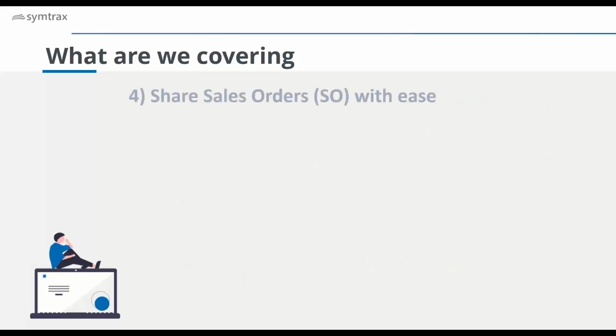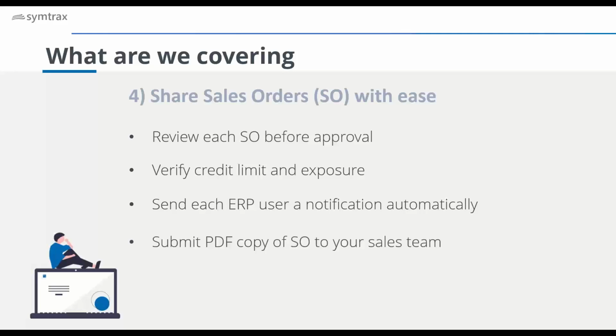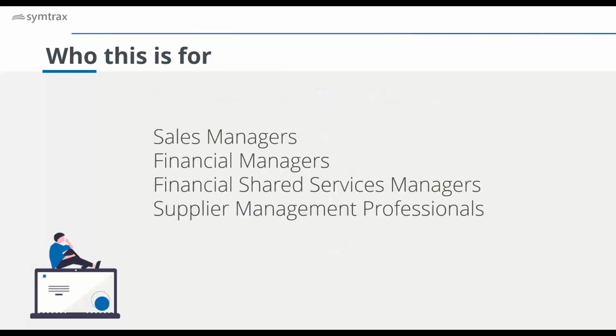And then we come down to, from a sales perspective, the exciting part, right? So you've now got to actually deliver the sales order. That clearly has to go through a review, whether that's the sales manager or just a director of any sort. We can certainly build into that workflow. And then again, verifying the credit limits and exposure you might have as a business in relation to risk is clearly a huge priority right now. And then sending each ERP user notifications automatically, which we'll touch upon during the demonstration, and then essentially submitting the PDF copy of the SO to your sales team and onto clearly the end customer as well.